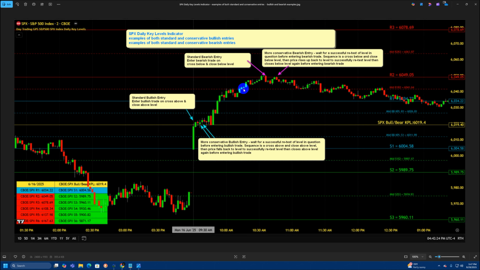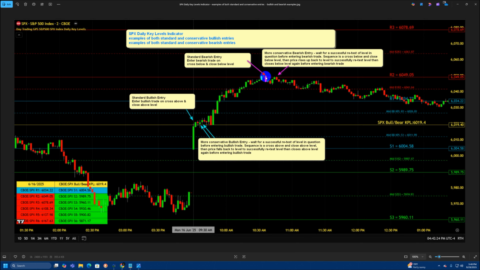Okay, now we'll look at a bearish entry. For your standard bearish entry, you enter a bearish trade on a cross below and close below a level. So here we have a cross below and close below the R2 level. If you were looking to take a trade off of the R2 level and you were open to bearish trades off of that level, this would be your signal to take the bearish trade on a standard bearish entry.